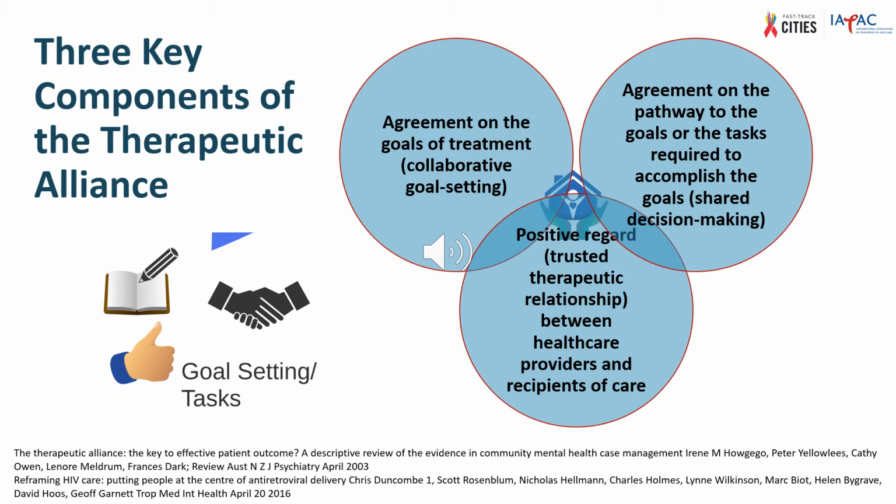3 key components of the Therapeutic Alliance for Improved Health have been described. First, the agreement on goals of treatment and the concept of collaborative goal setting between clients and providers. Second, agreement on the pathway to achieving those goals and the shared decision-making that defines the path. And third, recognizing the importance of a trusted therapeutic relationship between healthcare providers and recipients of care.